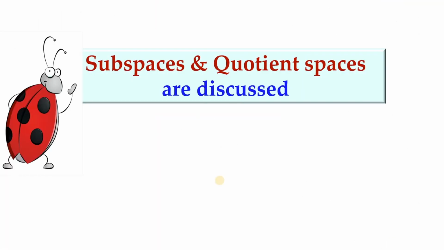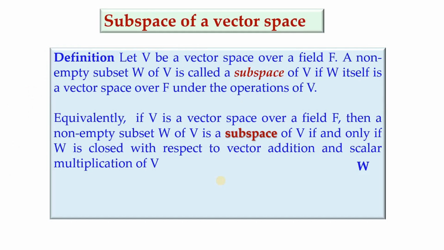Subspaces and quotient spaces are discussed in this video. First, we have the definition of a subspace of a vector space. If V is a vector space over a field F, then a non-empty subset W of V is called a subspace of V if, under the operations defined on V, W itself forms a vector space over F.